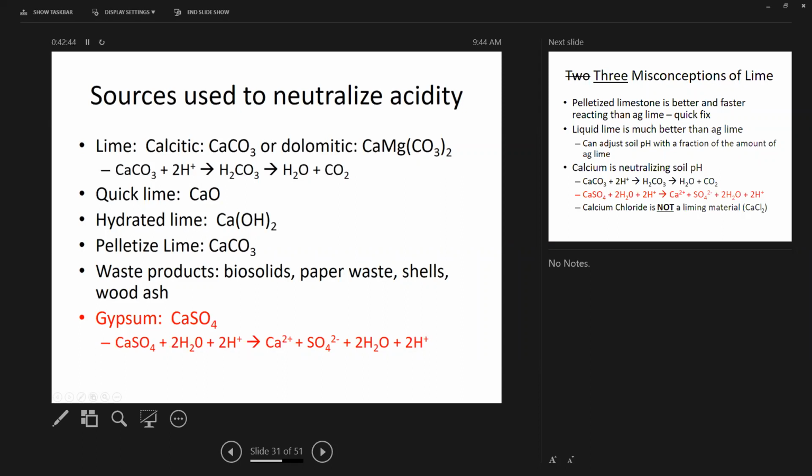So we're not taking this hydrogen out of solution like we are with the limestone. This hydrogen here is now in water. This hydrogen here is still free hydrogen, still contributing to acidity. So don't let anyone tell you that gypsum is going to change your soil pH because it has calcium.